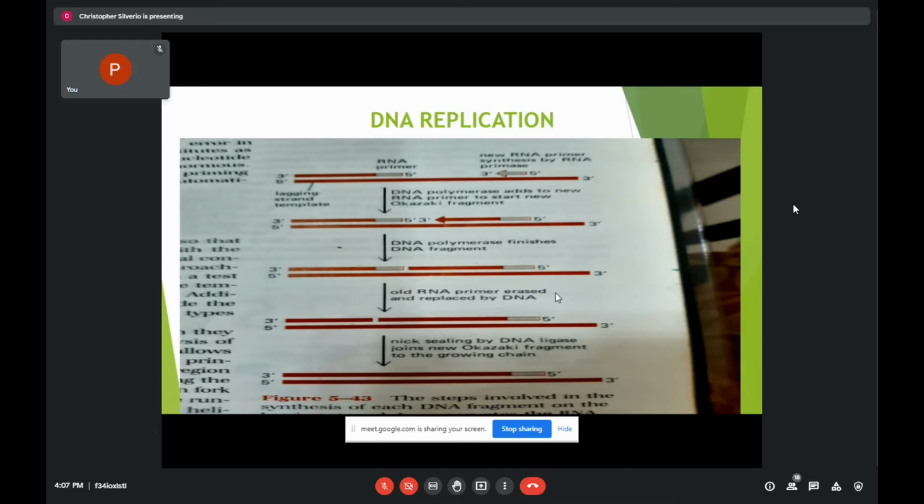Do you have any questions? Did you understand how the Okazaki fragment is synthesized? Do you have that in your assignment?